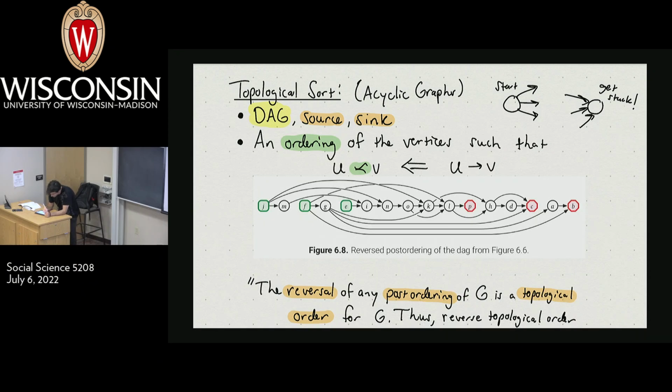Visually, what this means is all the edges go from left to right. So if you line up all your nodes in a topological order, the edges all move from left to right. You will never have an edge that goes backwards. If you had an edge that went backwards, that's a cycle. But we're assuming it's a DAG, so there's no cycles. Okay, so any questions on what a topological sort is?